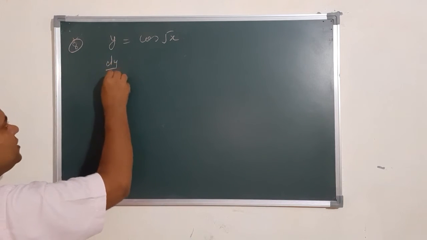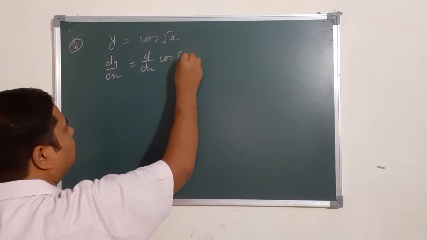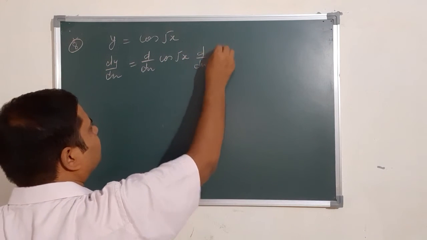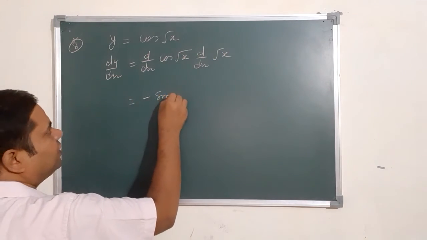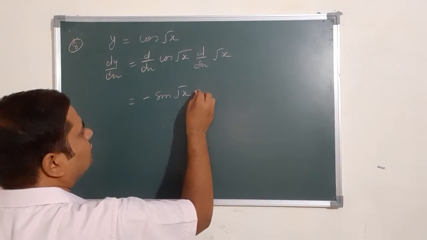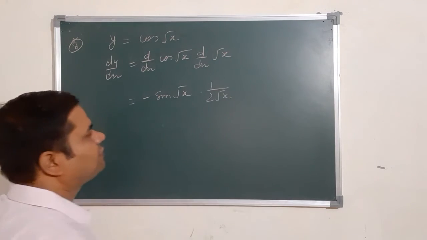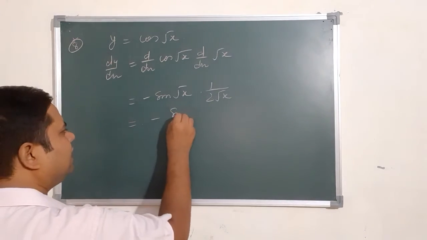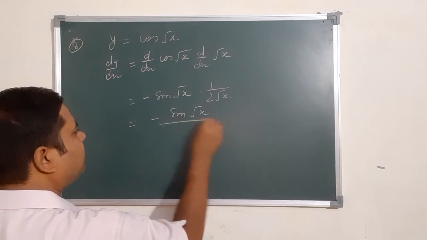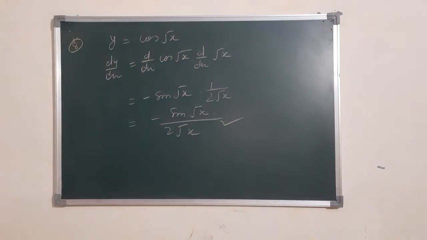dy by dx of cos root x, and dy by dx of root x. So simply, you know very well, this is minus sine of root x. Then 1 by 2 divided by root x, because dy by dx of root x is 1 by 2 root x. So this is minus sine root x divided by 2 root x. This is the answer.